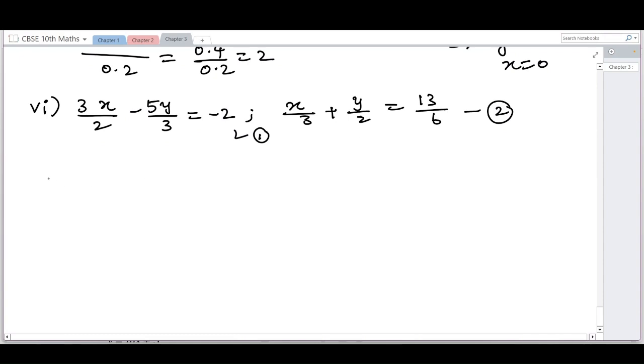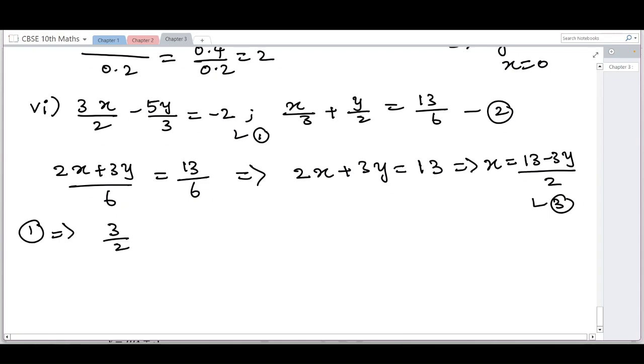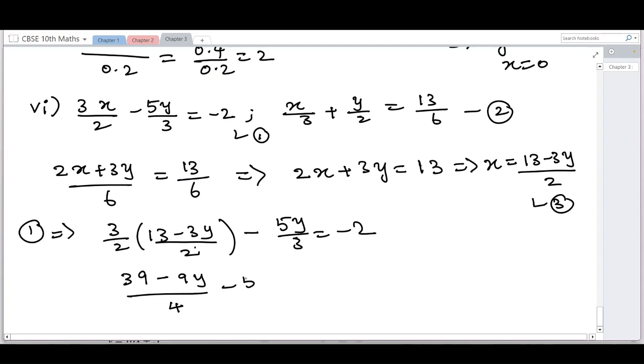So if I take the LCM for the second equation, I will get 2x plus 3y whole divided by 6, which is equal to 13 by 6. So this can be again rewritten as 2x plus 3y equal to 13. Right? If you rewrite this, you will be resulted with x equal to 13 minus 3y whole divided by 2. Right? So if you substitute this x value in the first equation, you will get 3 by 2 into 13 minus 3y whole divided by 2 minus 5y by 3 equal to minus 2.